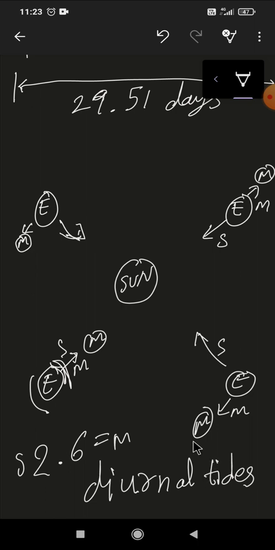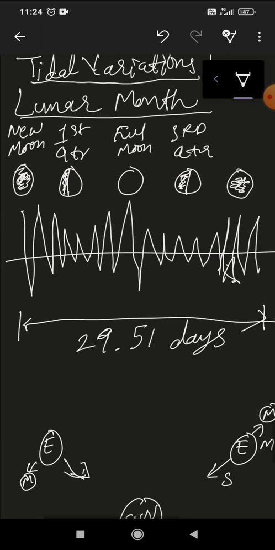earth. Now during full or new moon, when the sun, moon and earth are in a line, the gravitational forces of the sun and moon are enhanced and the tidal range is large, and the tidal range is maximum on the full moon and new moon, and such tides are known as spring tides.